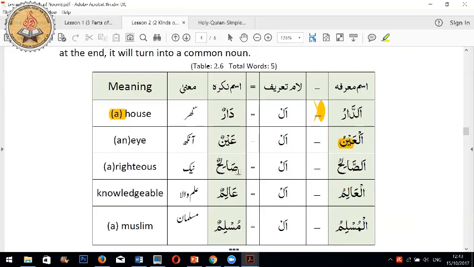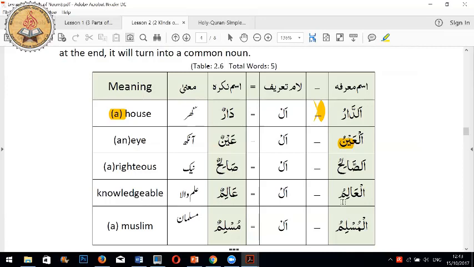As-salihu minus alif lam, salihun, righteous, a righteous. As-salihu, the righteous, and in this case a righteous. Al-alimu, knowledgeable. Al-alim, the knowledgeable person, one person. Alimun, a knowledgeable person, but without the.